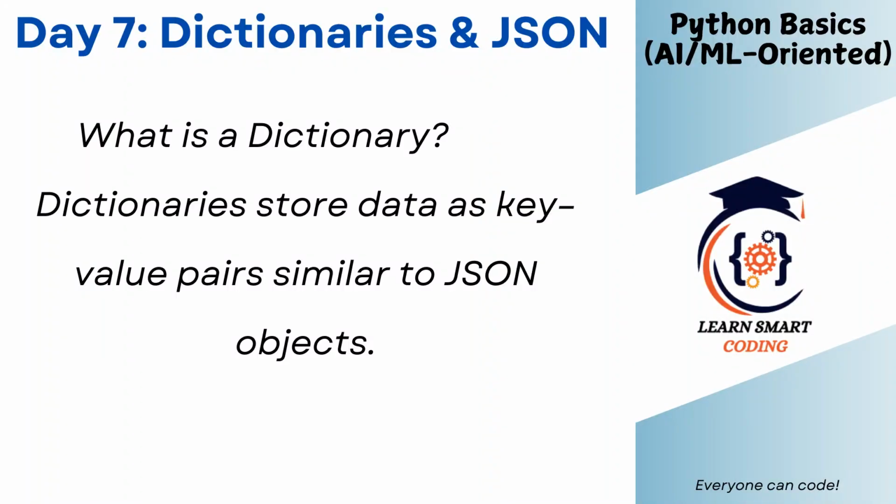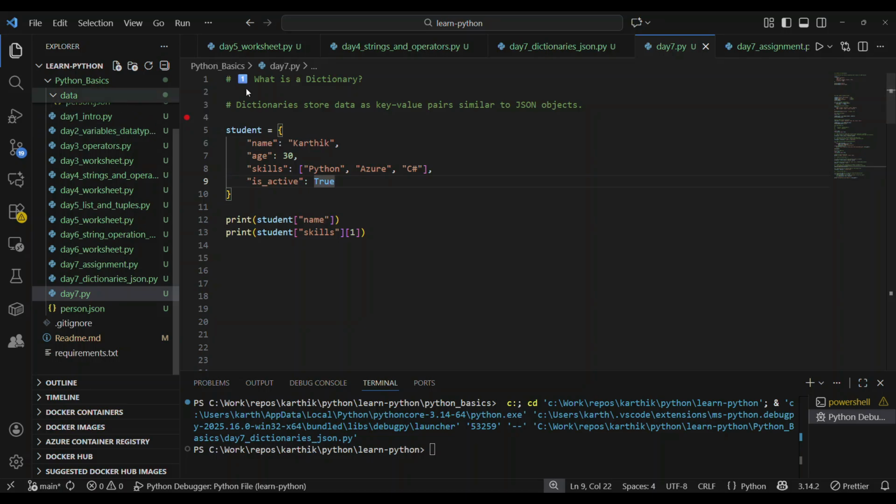So first thing, what is a dictionary? A dictionary stores data as key-value pairs, similar to a JSON object. If you consider this example, I've opened up the worksheet. I have a variable called student, and I have a key and a value, and that's called a key-value pair. And it has many key-value pairs here. One thing that you need to know is a key and a value.